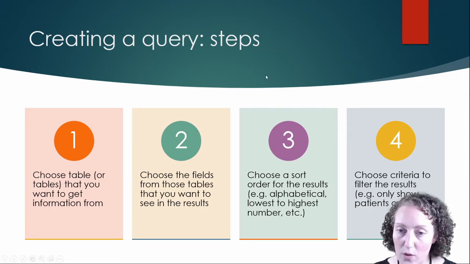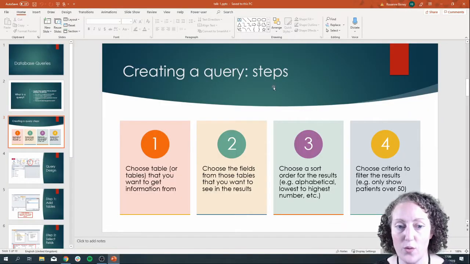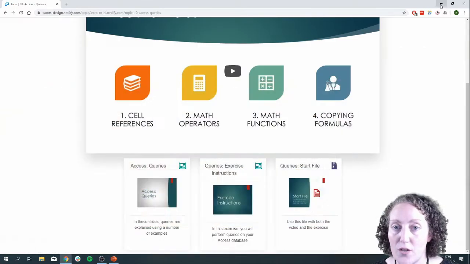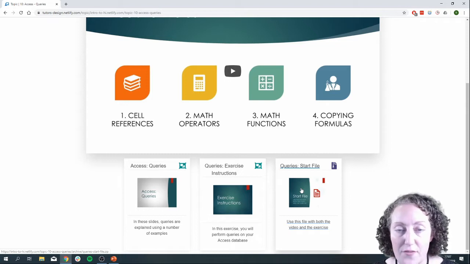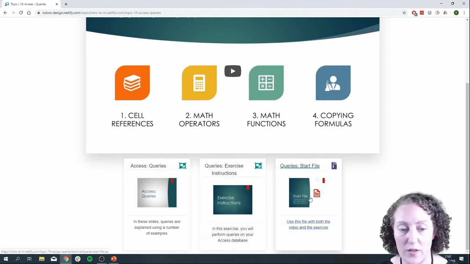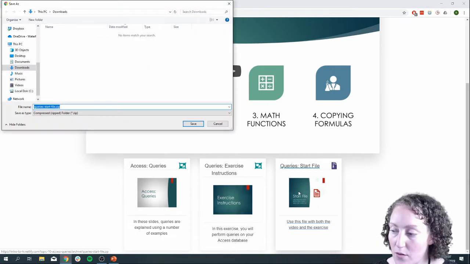Okay, so we're going to jump over now to Access, and I'll go through those 4 steps in Access. Go to underneath this video and you'll see there's a query start file there. Use this one even if you did some work on the previous section. This one has data added into all the tables, so this is probably a better one to choose. Okay, so click on that to download it.